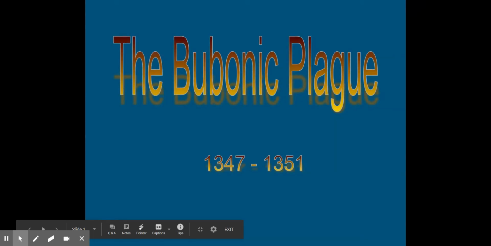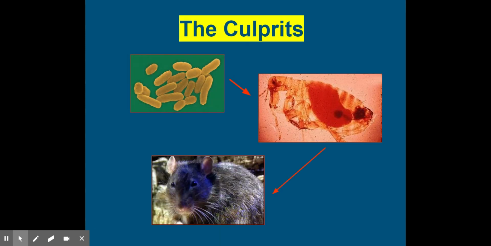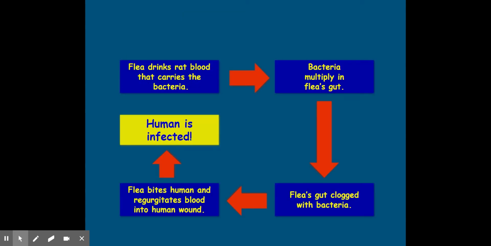The Bubonic Plague, 1347 to 1351 in Europe. The culprits: you have the bacteria, the fleas, and the rats. Now, the transmission. The fleas will drink the rat's blood, right? They get the bacteria in them. The bacteria will multiply and fill up the gut of the flea.